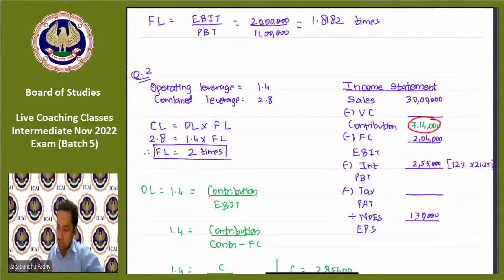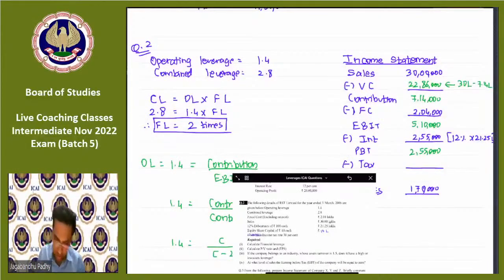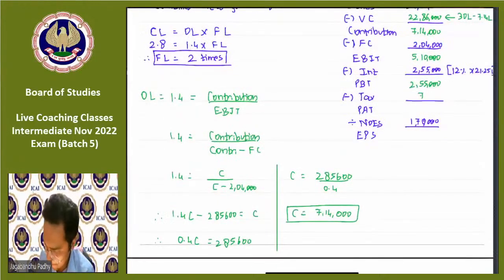Once I get this contribution, all other values above it and below it are very easy to compute. If the contribution is 7,14,000, the variable cost is 30 lakh minus 7.14 lakhs, which is 22 lakh 86,000. Contribution 7,14,000 minus fixed cost of 2,04,000, EBIT stands at 5,10,000. Subtracting interest of 2,55,000, PBT is also 2,55,000. The tax rate given is 30%, so 30% of 2,55,000 is 76,500. Profit after tax is 1,78,500. Dividing by the number of equity shares, EPS is 1.05.